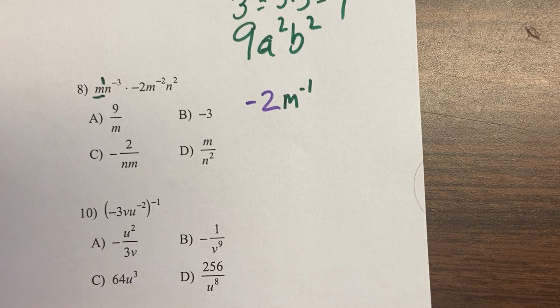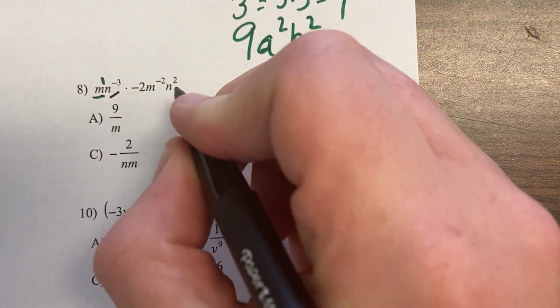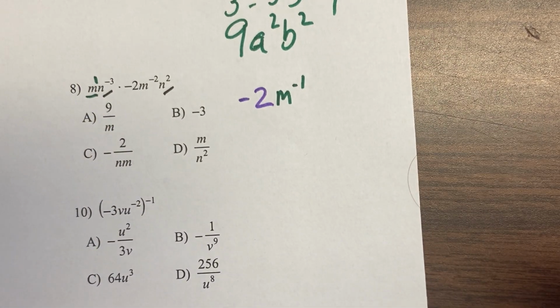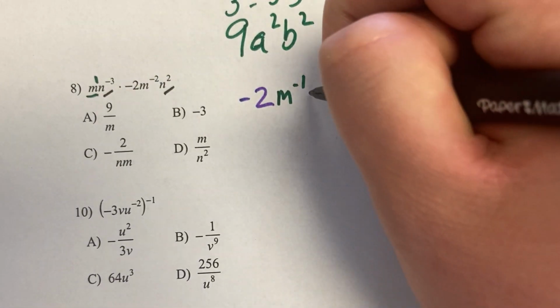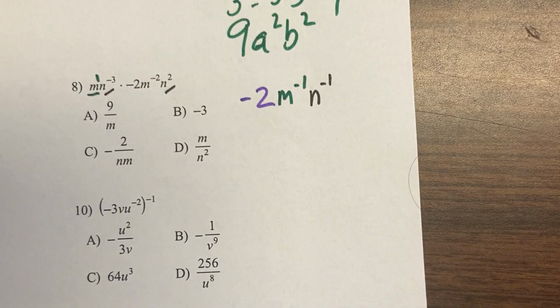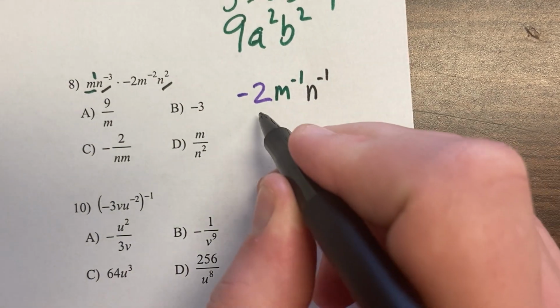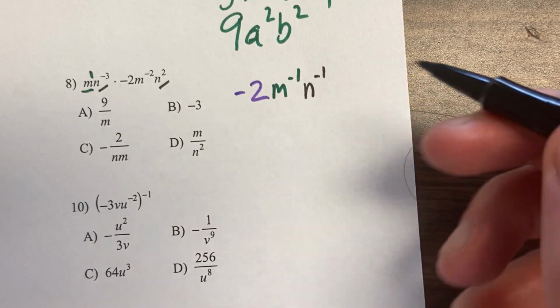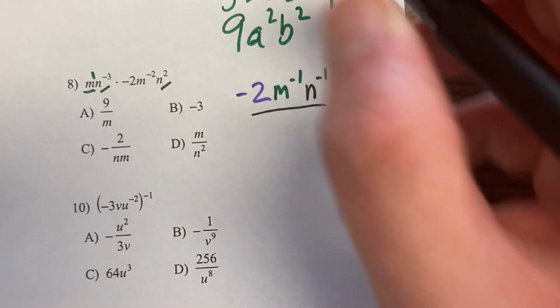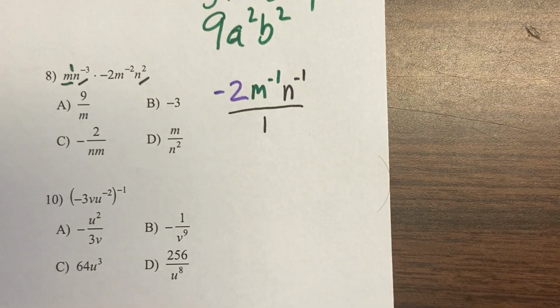And lastly, I have n to the -3. I have n to the 2nd. -3 plus 2 is a -1. All right, so this is what I'm dealing with. Again, every number can be written as a fraction, so since we didn't put anything in the basement yet, I'm just going to put a 1, so we know something is down there.